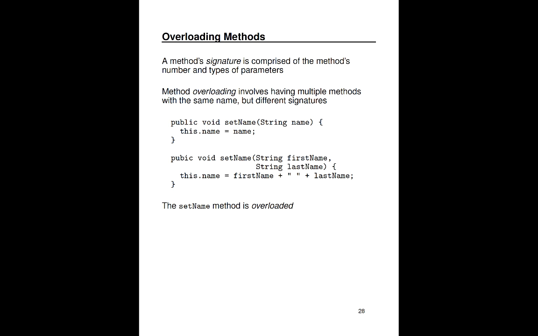Now, the signature of a method consists of the method's name and its parameters, the type and number of parameters. In Java, you can have multiple methods on a class that have the same name but take different parameters and therefore have different signatures. So for instance, for our employee object, we could have a setName method that takes one string for the entire name. Or you could have a setName method that takes a string for the first name and a string for the last name, and the implementation of that merely concatenates the two strings together using the plus operator and assigns it to the name field. In this case, where we have two methods with the same name but different parameters, we say that the setName method is overloaded, meaning that it's overloaded with different arguments.